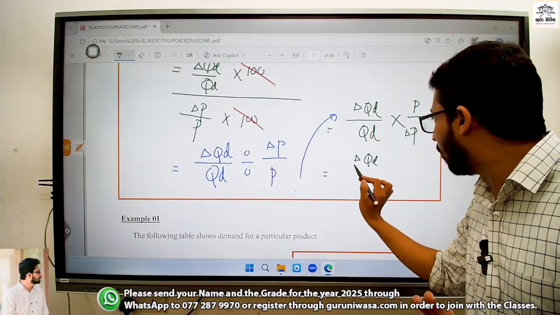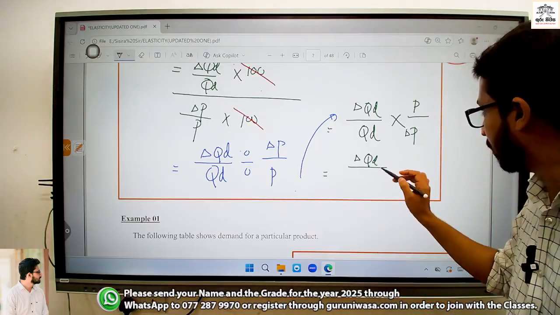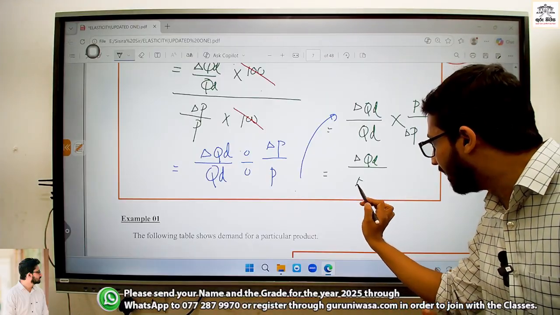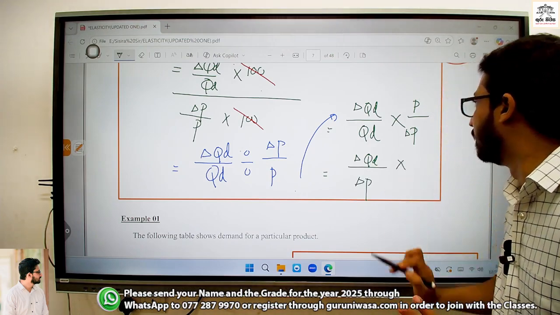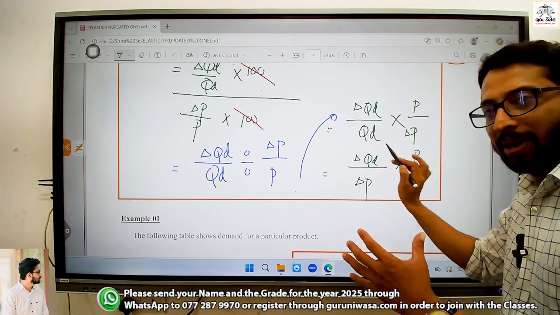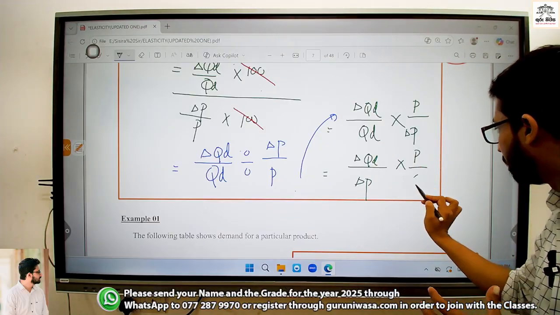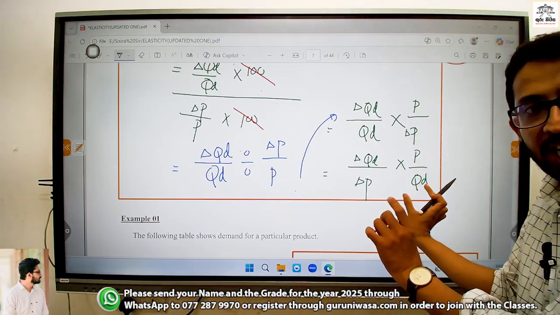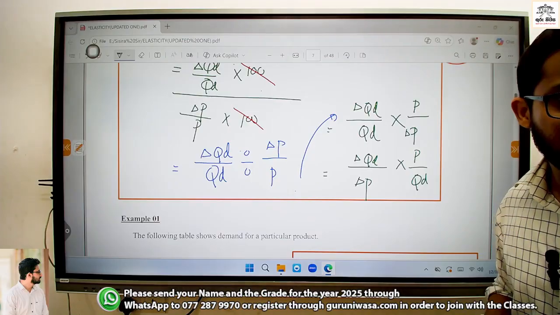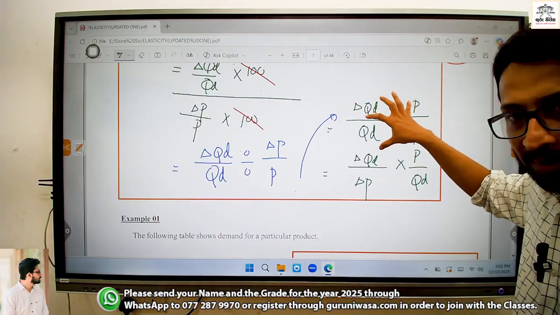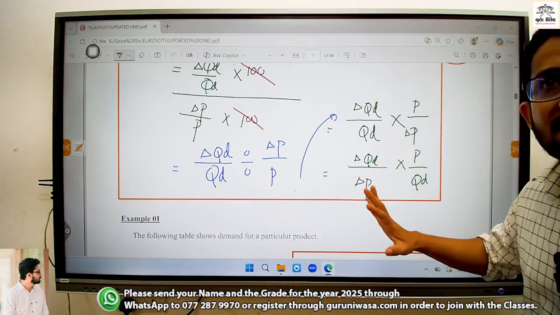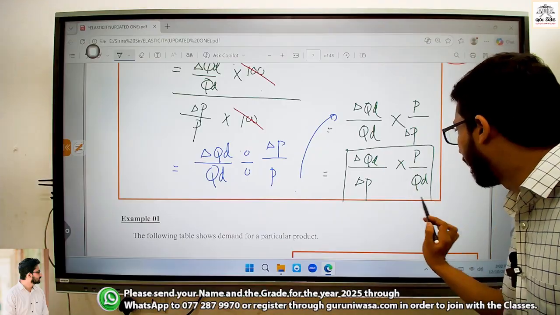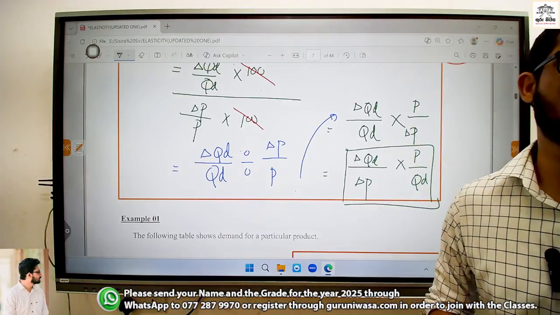Delta QD over delta P, take this delta P part to this side: delta QD over delta P into P over QD. Remember, we can make this change without changing your answer. Did you get the point? Whether you use this equation or this equation, the answer is the same. This is the equation for calculating point price elasticity of demand.